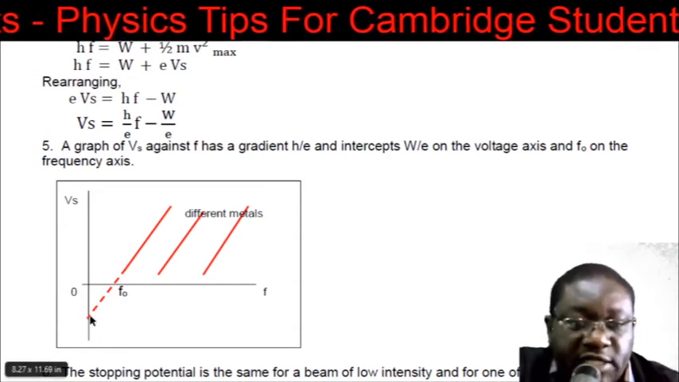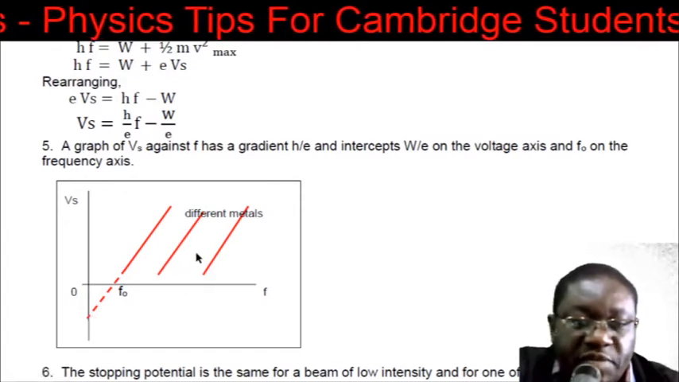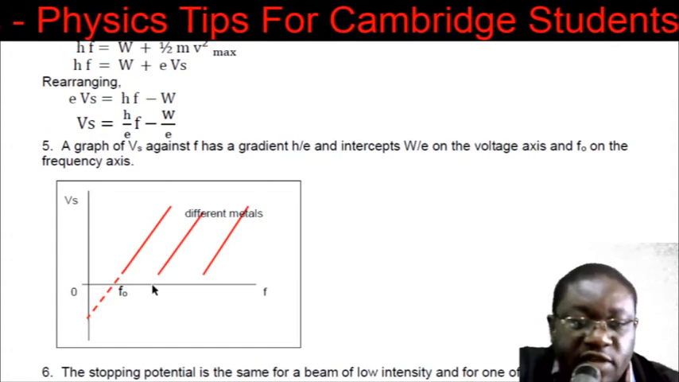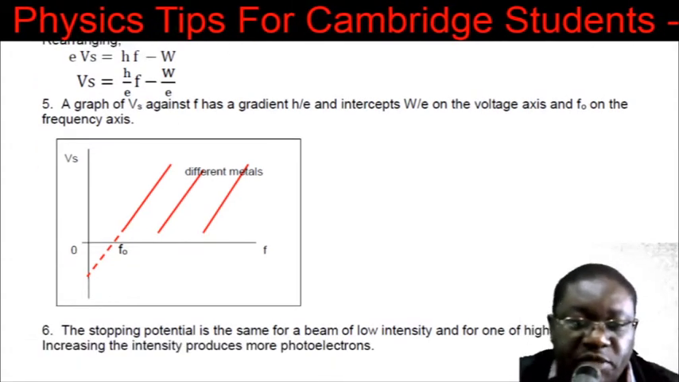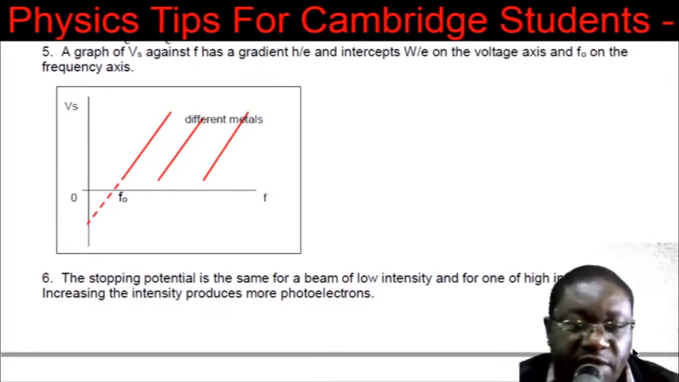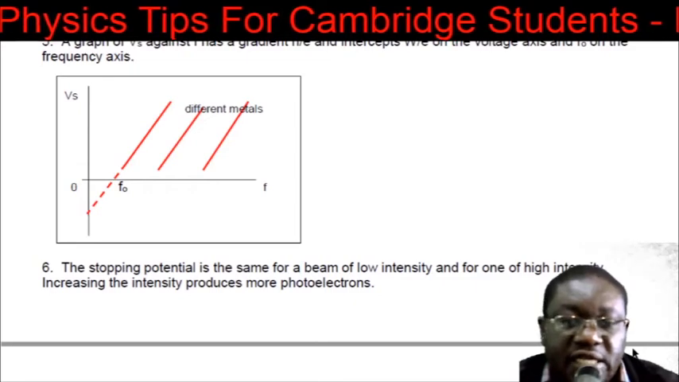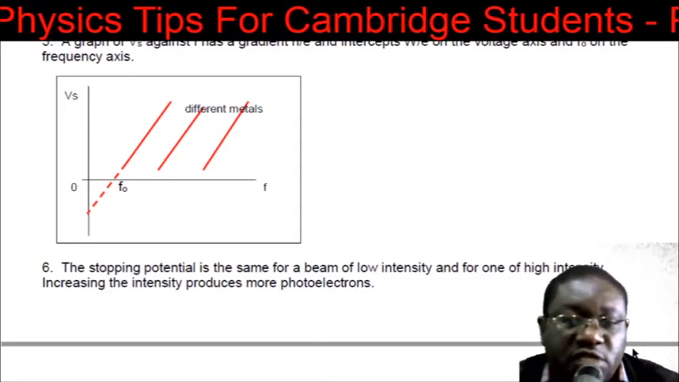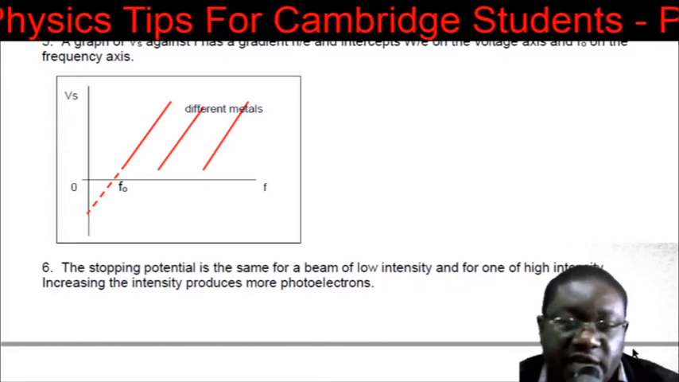So we're going to get different y-intercepts for different metals. For different metals, you see the other two graphs there, you then establish their different threshold frequencies. The stopping potential is the same for a beam of low intensity and for one of high intensity. Increasing the intensity just produces more photoelectrons, but it does not affect the graph in any way.